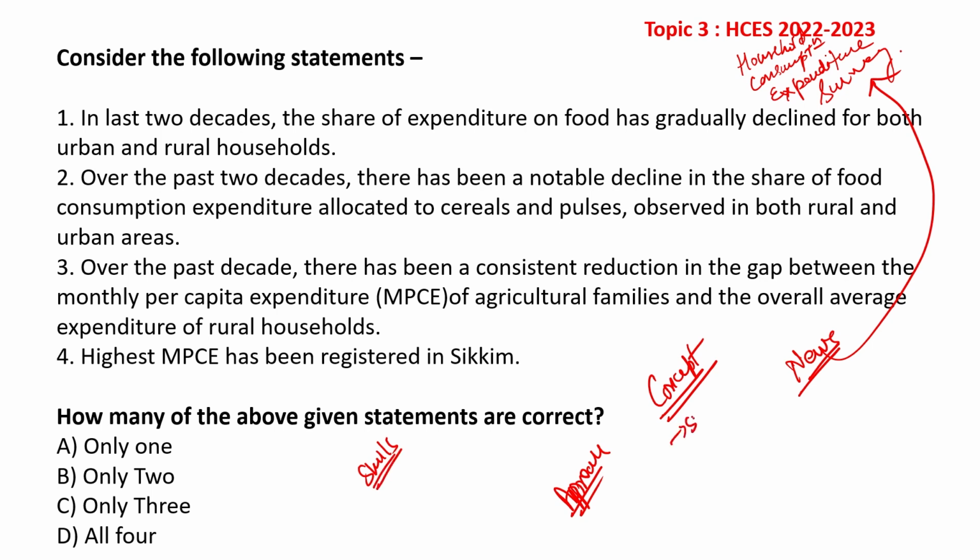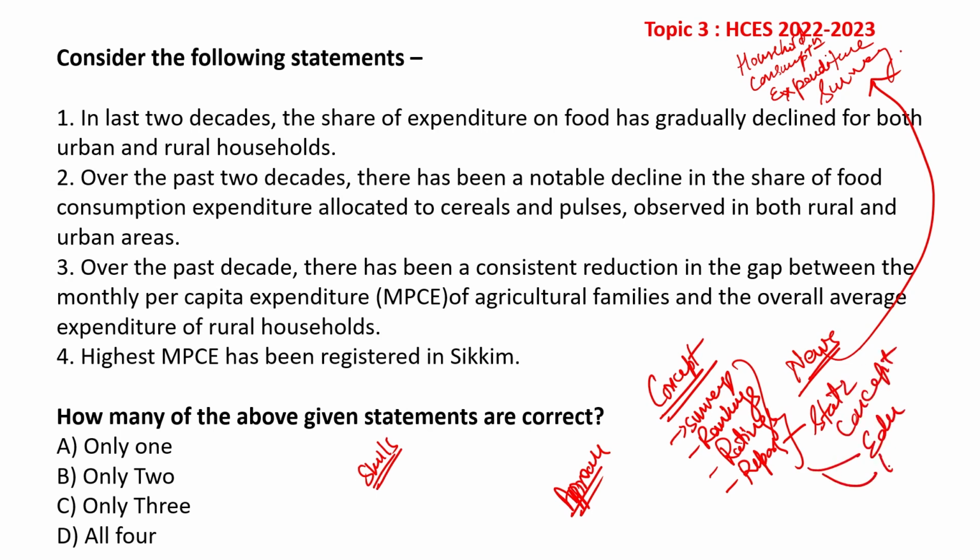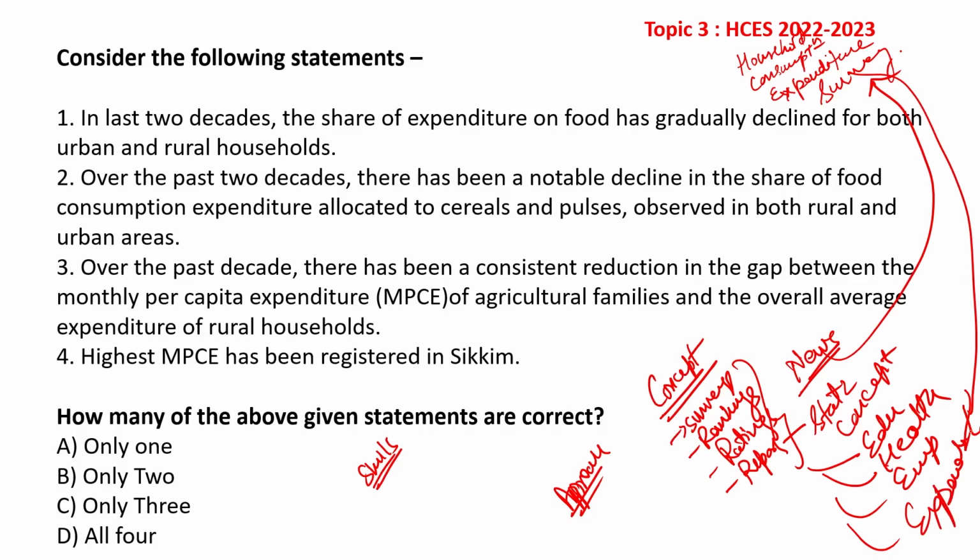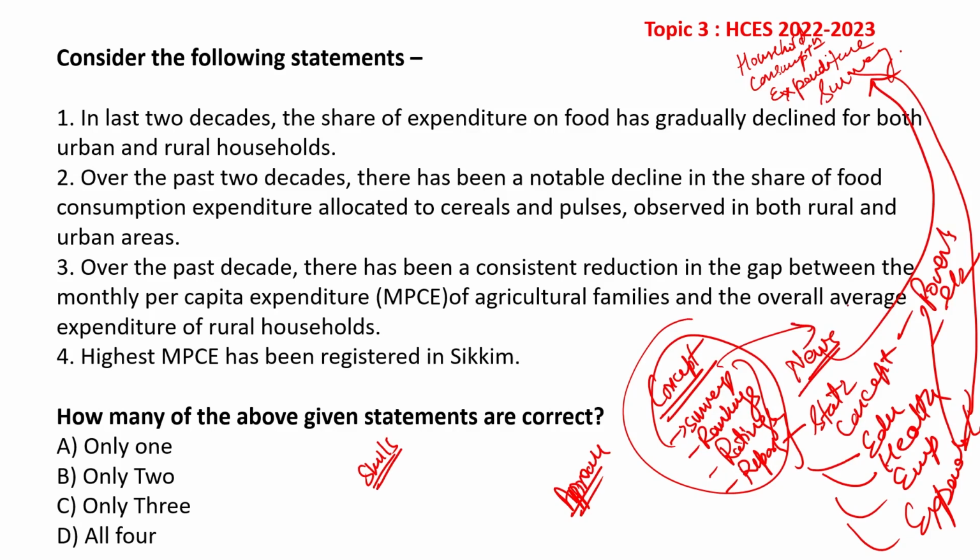So often these surveys, rankings, ratings, reports, they always allude to some static concept. It can be related to, let us say, education, health, employment, in this case the household expenditure, and further we can relate it to poverty, etc. All those things. So the underlying concept and its clarity is important.